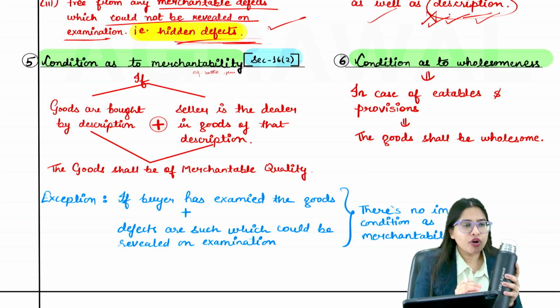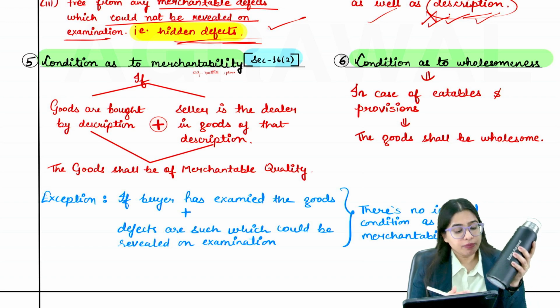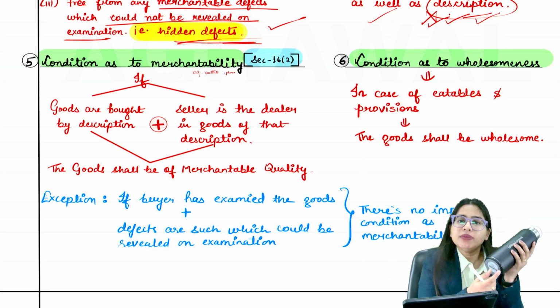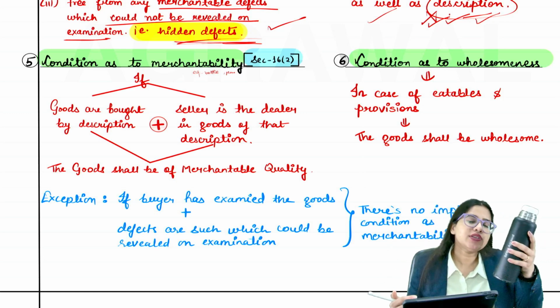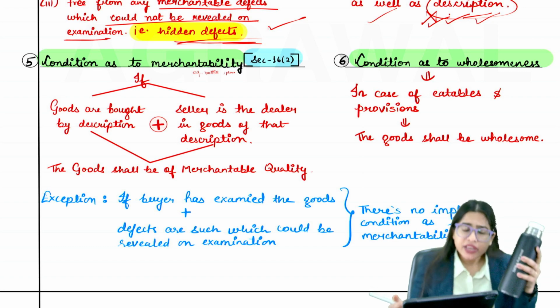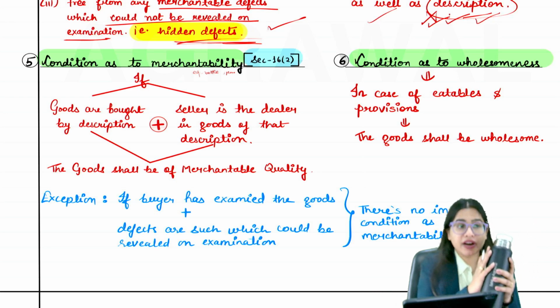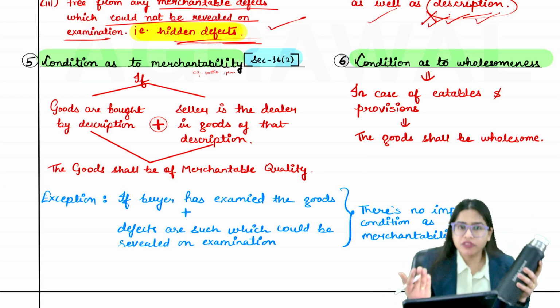Now, for example, you are selling me this bottle. From the bottom, there is a hole in this bottle, and you are selling me this bottle. Is this bottle merchantable? The answer is no. This bottle is not merchantable. Why? Because it is defective and it is not serving the purpose.